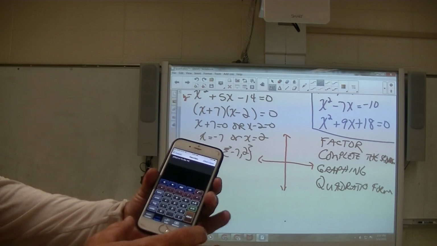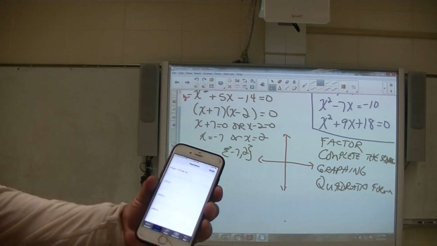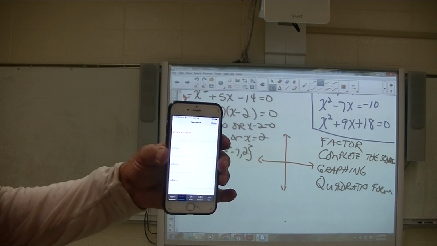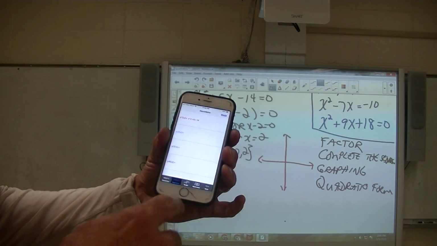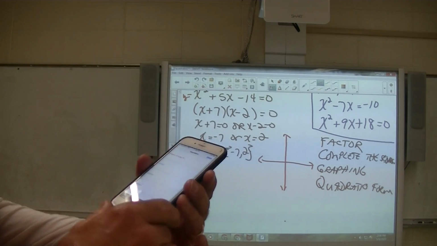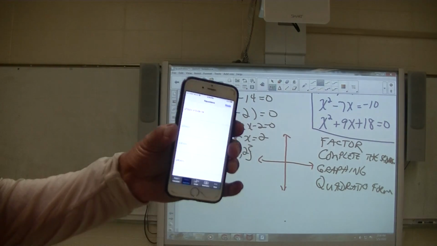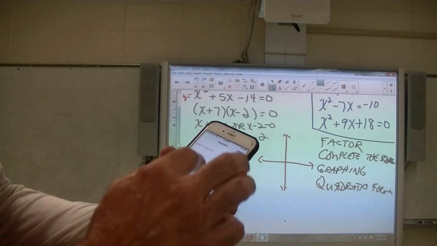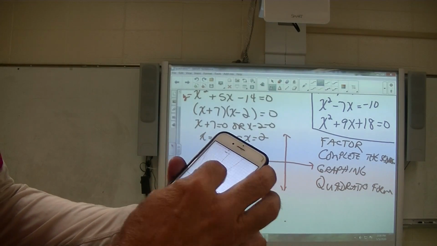Oh, by the way, when you own this, you need to be sure you save the equation. I messed that up one day. One day I was trying to do this, and I wasn't saving it. I'd go over to the graph, and the graph never looked right. And it was because I hadn't saved that in there. So let me make sure I got it right. X squared plus 5x minus 14. And so the graph of that looks like this.